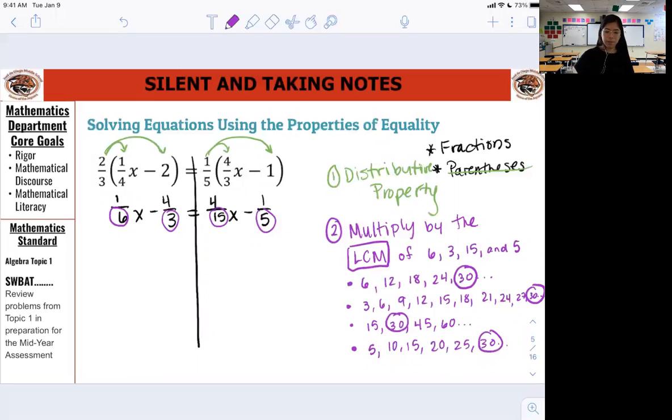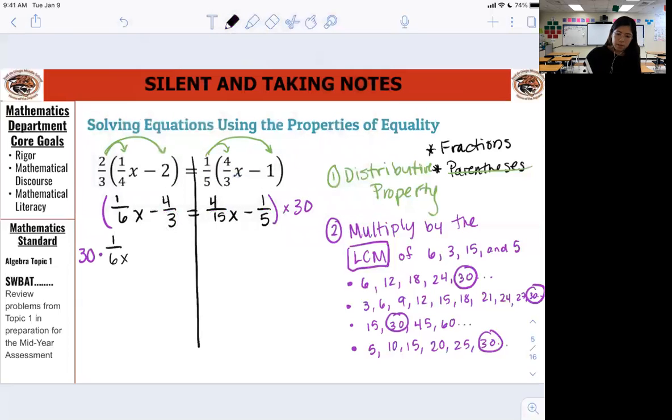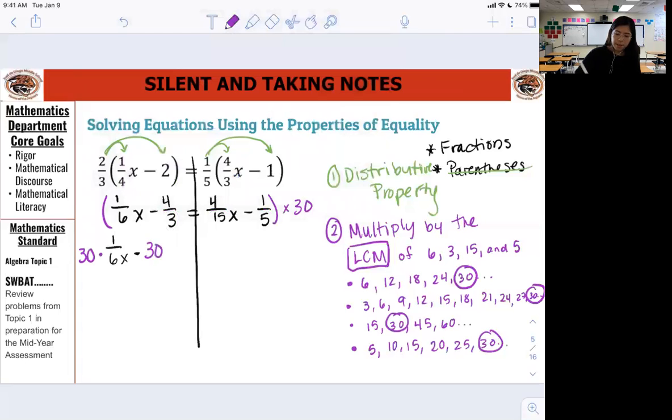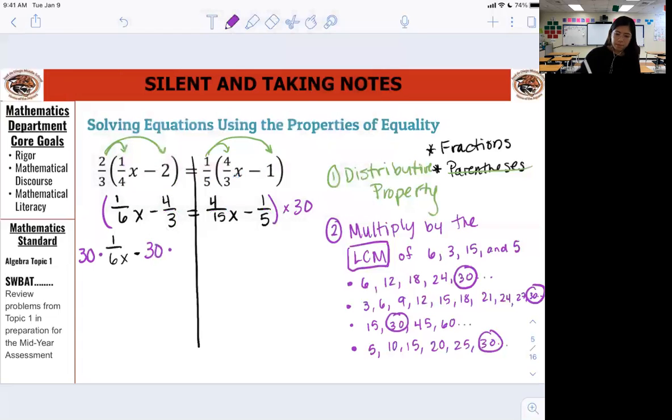All right, so let's do it. I'm multiplying everything by 30. So I'm going to break it down. Here we go. So I got 30 times 1 over 6x. And then I've got 30 times negative 4 over 3. 30 times 4 over 15.